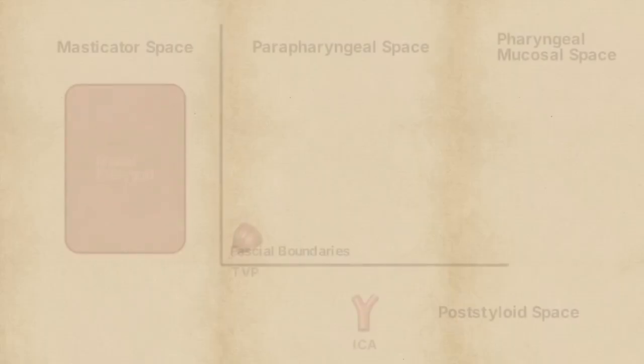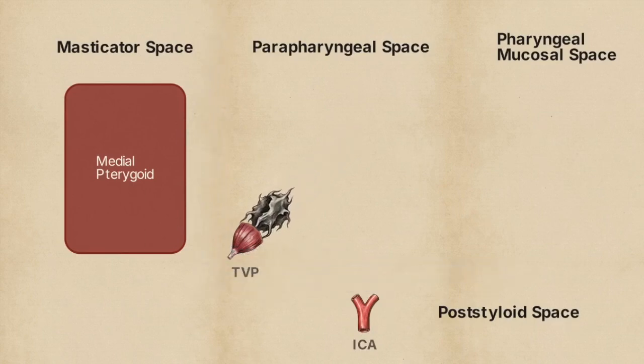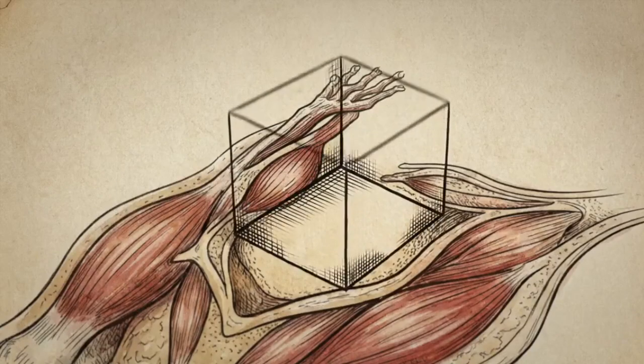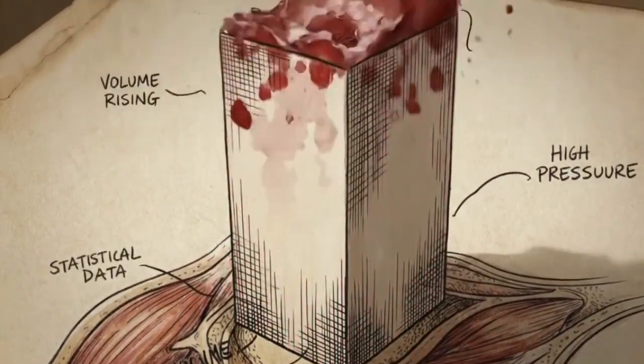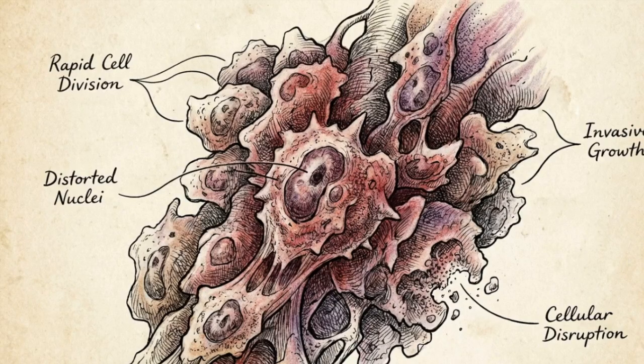Not all masses respect these anatomical borders. A transspatial lesion is a tumor that ignores fascial boundaries, aggressively encasing muscles like the TVP or invading the adjacent medial pterygoid muscle. The statistical reality of a transspatial finding is grim. Nearly 90% of transspatial lesions in this area are malignant, most commonly squamous cell carcinoma or lymphoma.